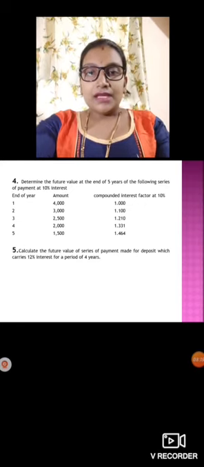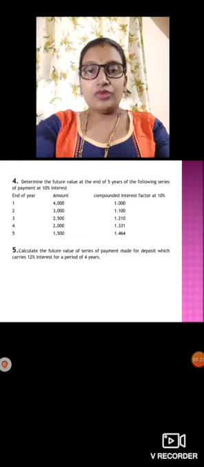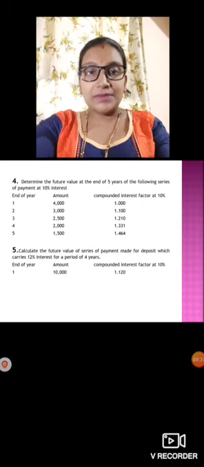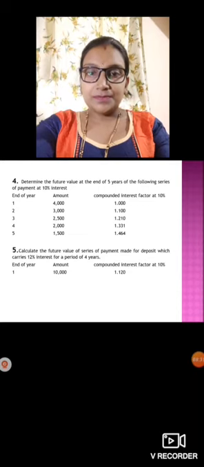Okay, then fifth problem you have, calculate the future value of series of payments made for a deposit which carries 12% for the period of 4 years. Okay, so end of the year amount we have and compound interest factor at 10% you have. Okay, sorry, it is 12%.